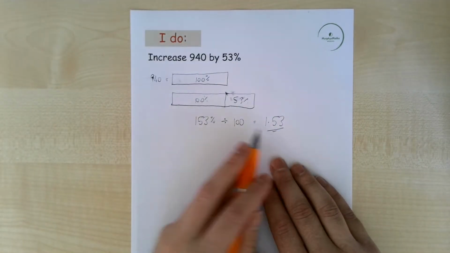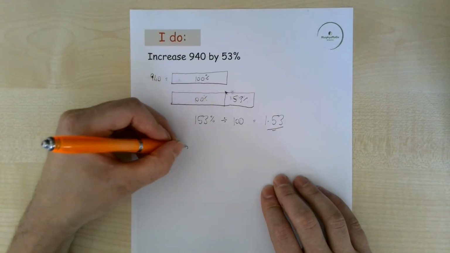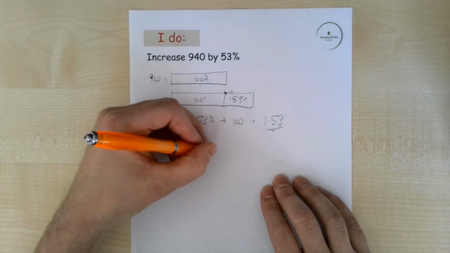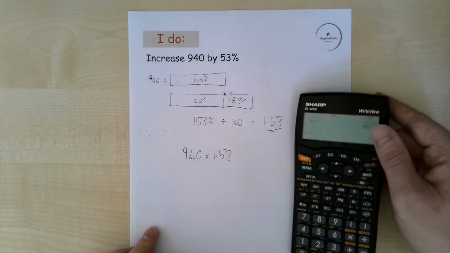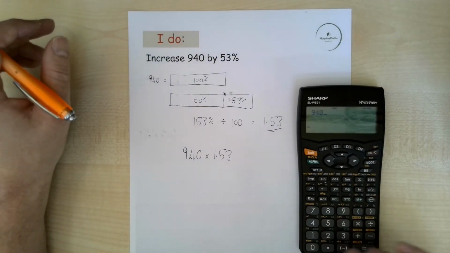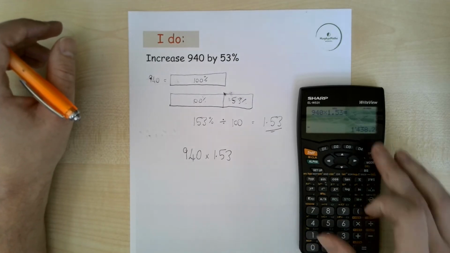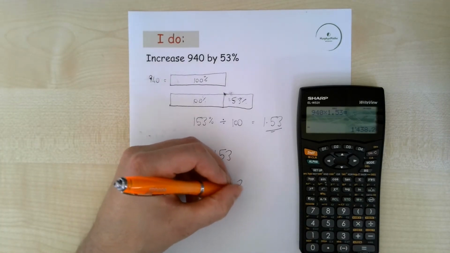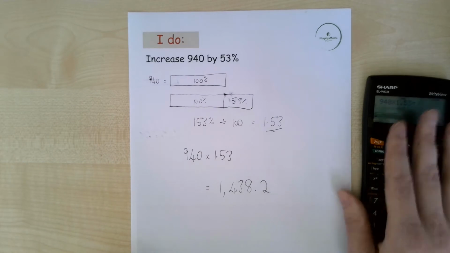So I can use this multiplier. I can either multiply with it or divide with it to find my answer. It's going to be a multiply because 940 is getting bigger. So 940 multiplied by 1.53. I'll do this in the calculator, one go, and then I've got my answer. So there's no need to try and find 50%, 1%, etc., and add them up. It's one calculation, like so. So my answer is 1438.2. It's not money, so I can leave it as a 0.2.